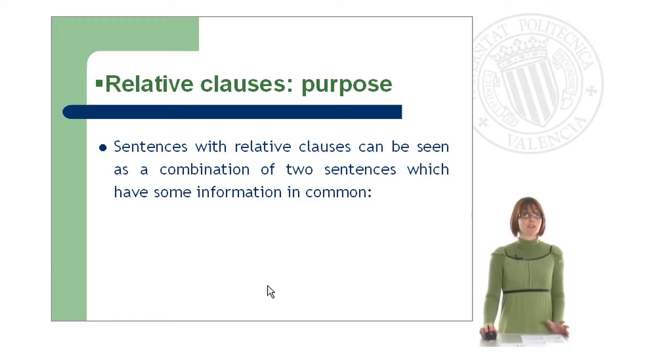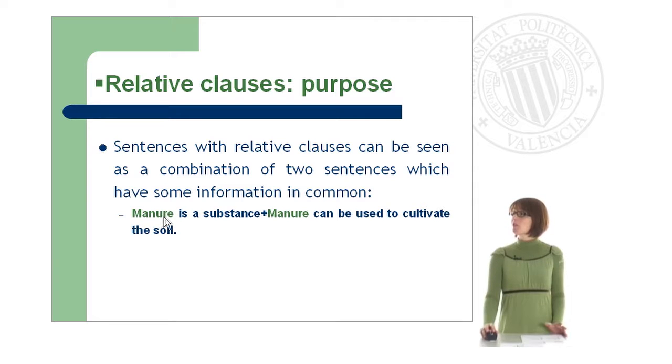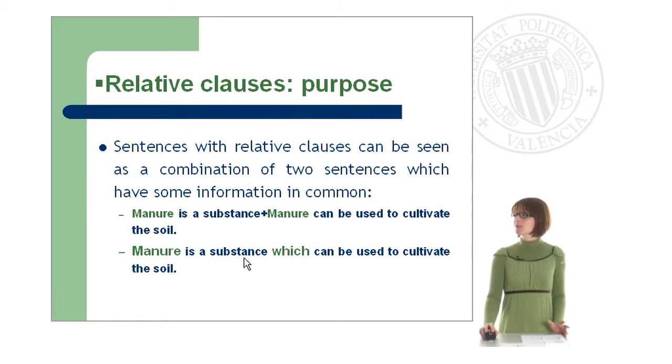Well, sentences with relative clauses can be seen as a combination of two sentences which have some information in common. For example, manure is a substance, and manure can be used to cultivate the soil. In this sentence, we have a piece of information that is repeated. This piece of information is manure. So, to avoid repetition, we normally join these two sentences with a relative pronoun. The resulting sentence would be: manure is a substance which can be used to cultivate the soil, which is a relative pronoun.